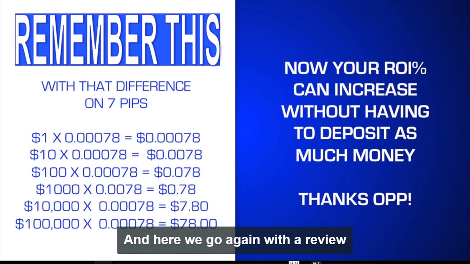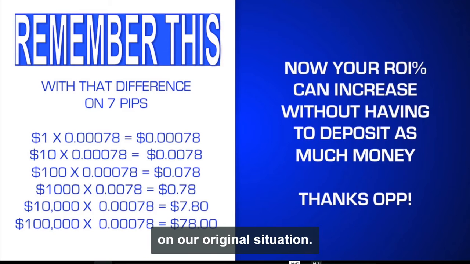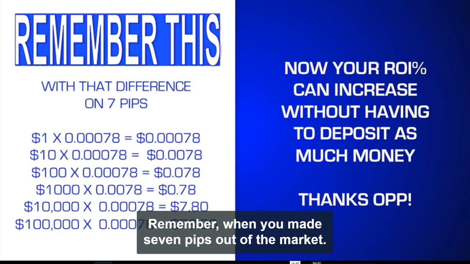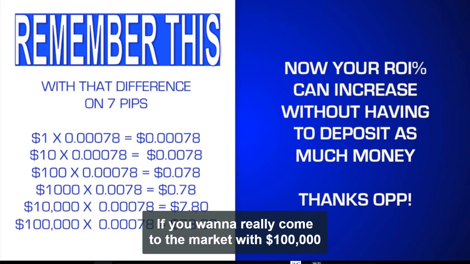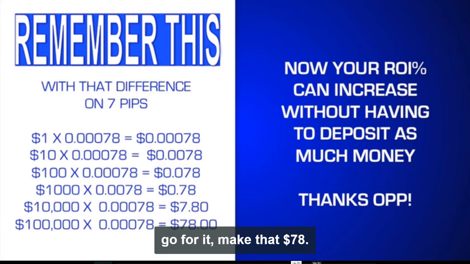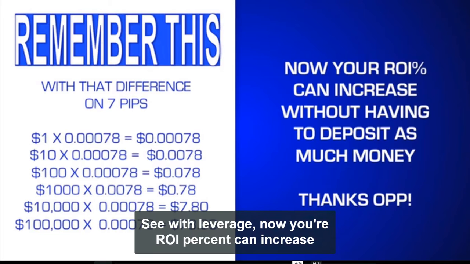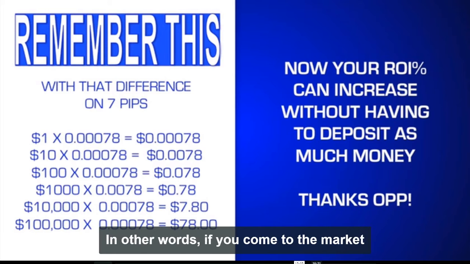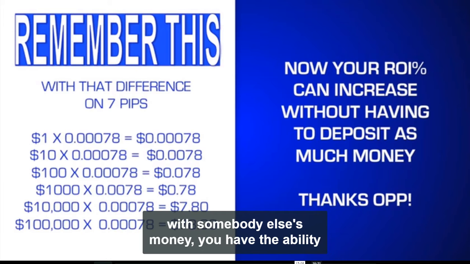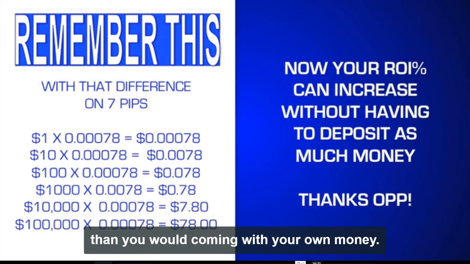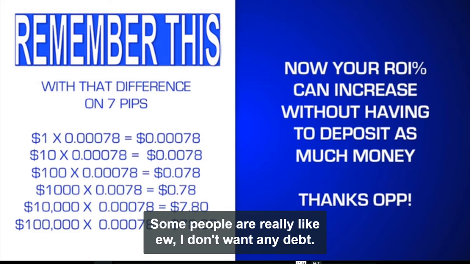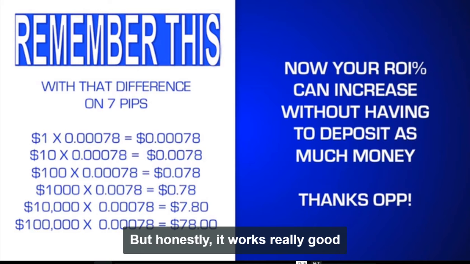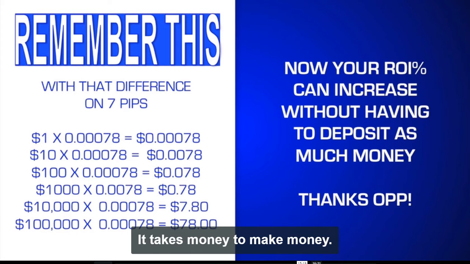And here we go again with a review on our original situation. Remember when you made 7 pips out of the market? If you want to really come to the market with $100,000, go for it. Make that $78. Woohoo! Yay. Or not. See, with leverage, now your ROI percent can increase without having to deposit that much money. In other words, if you come to the market with somebody else's money, you have the ability to grow your account significantly, much more than you would coming with your own money. Some people say, I don't want any debt, but honestly, it works really well when it comes to investing. It takes money to make money.